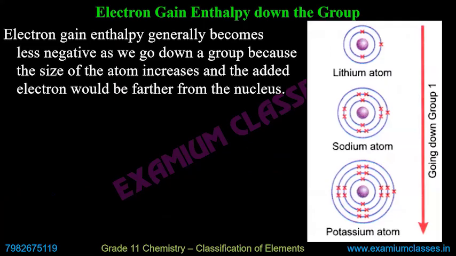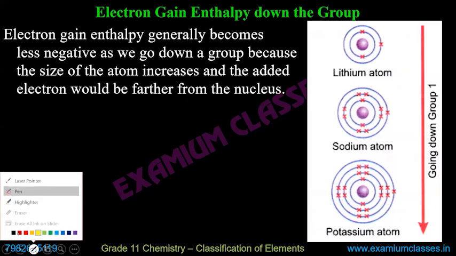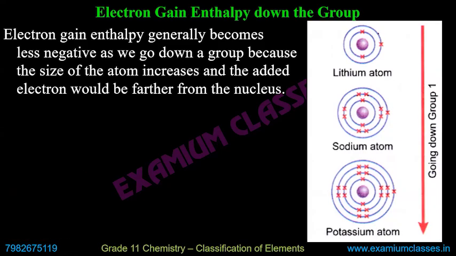But if we talk about down the group, the incoming electron is far away from the nucleus. So the incoming electron here will be closer to the nucleus, but the incoming electron here will be far away from the nucleus. It means the closer one will be tightly bonded, attracted more. It means it will be more stable.